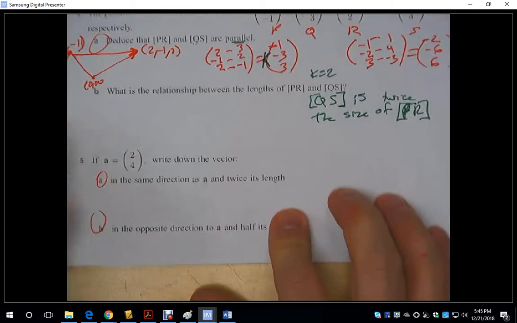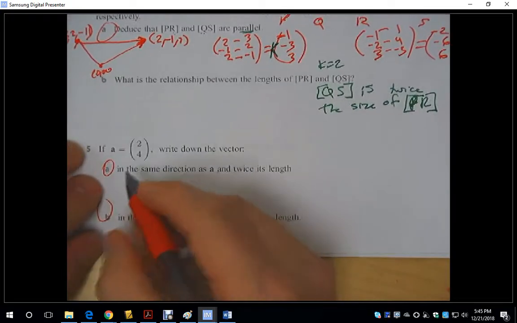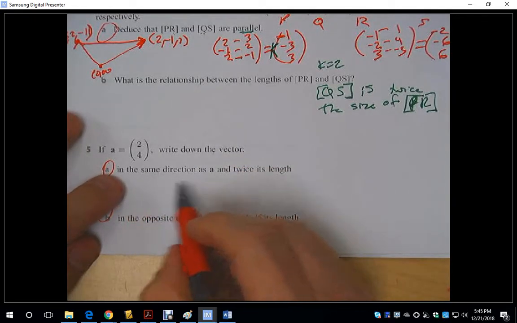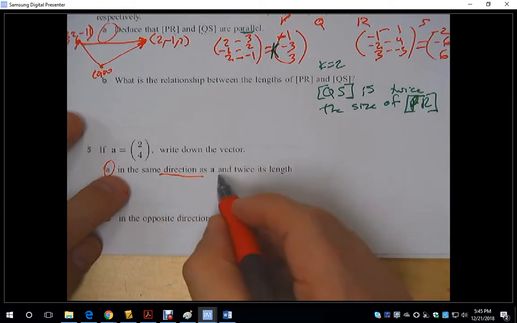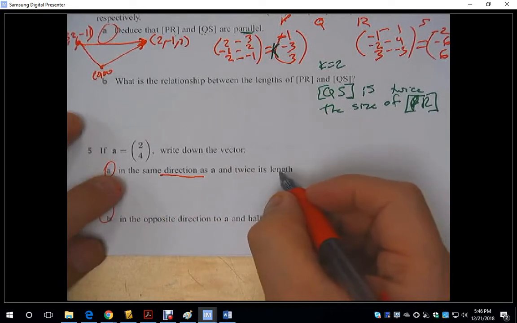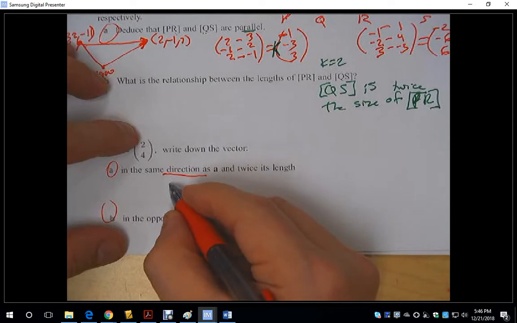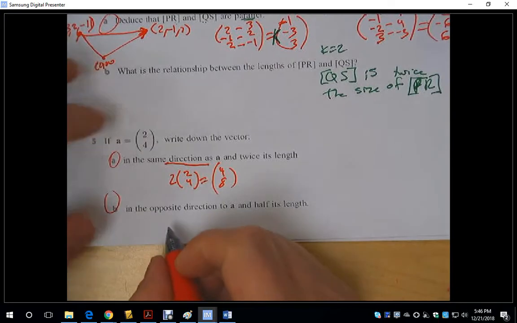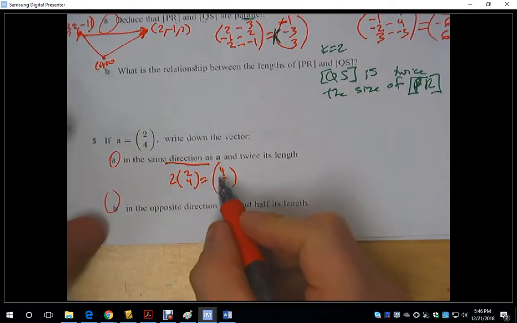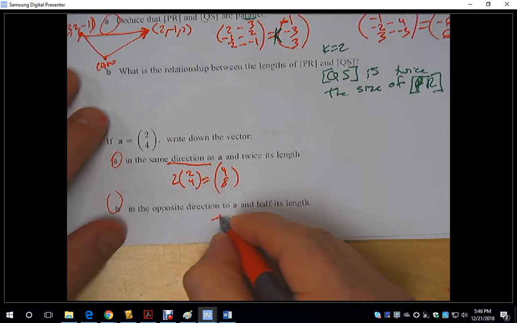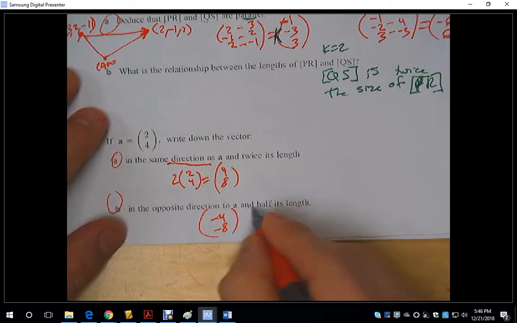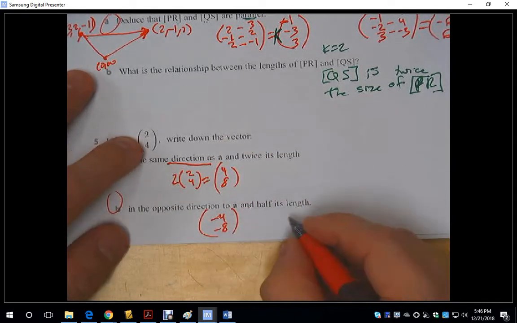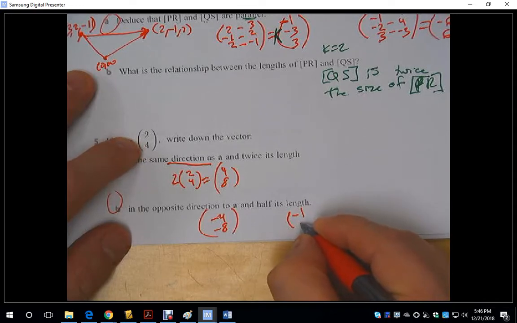So let's look at 5a. If I have this vector a, which is (-4), I want to write a vector that's going in the same direction as a, and it needs to be twice its length. So if it's in the same direction and twice the length, I'm just going to multiply by a scalar of 2. That gives me (4, 8). A vector going in the opposite direction, we're just going to make this negative, so I get (-4, -8). And then I want half the size of the vector. So if I have this vector of (2, 4), half the size in the opposite direction is going to be (-1, -2).